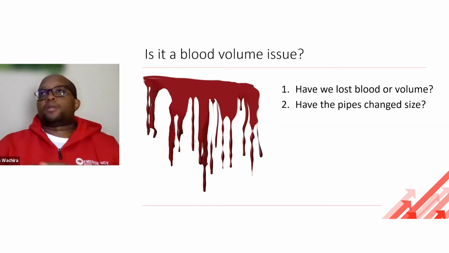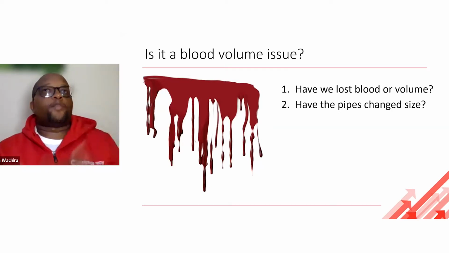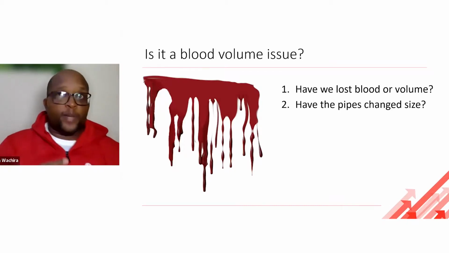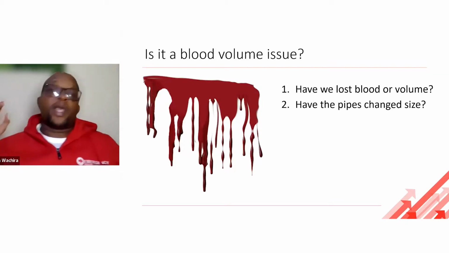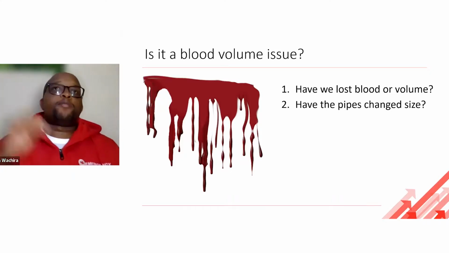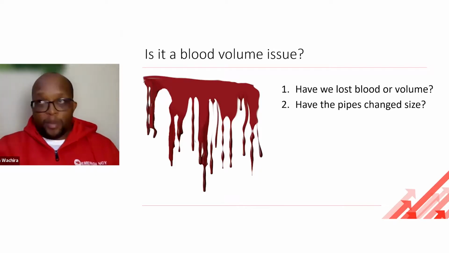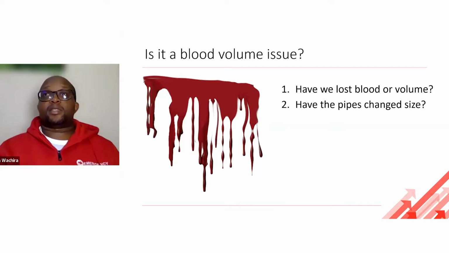So volume, I mean fluids, for example, diarrhea, vomiting, and any other reason why you could be losing fluid. So if you've lost blood, we need to replace blood. If you've lost volume, we need to replace volume. Now, or have the pipes changed? So is it a relative blood volume loss because the pipes have changed size? So you're not bleeding, you're not leaking fluids, it's just the pipes have changed size, okay?